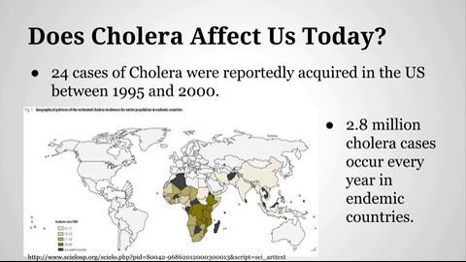So according to Sajeev Handa, who is the director of the Department of Medicine at Rhode Island Hospital, 24 cases of cholera were contracted in the U.S. between 1995 and 2000. At this point, it's safe to say that we're not really affected by cholera in the U.S. because of our good water and sanitation systems, but citizens traveling to other countries, especially developing countries, need to be aware of the risk because 2.8 million cholera cases occur every year in endemic countries.